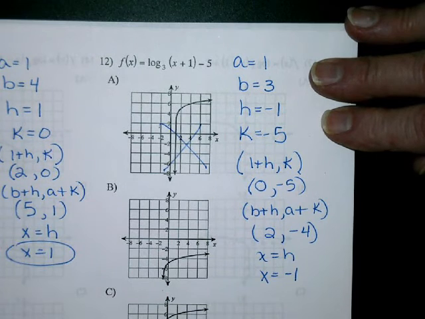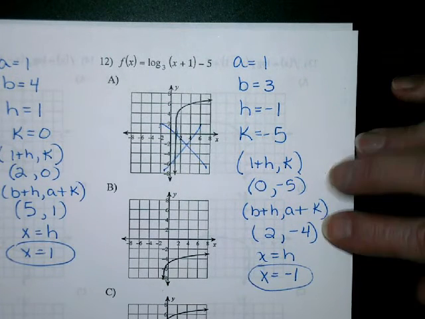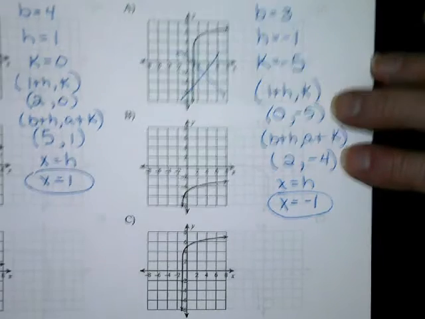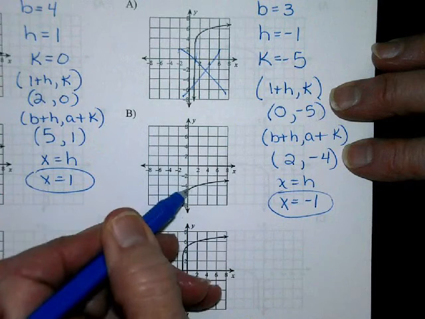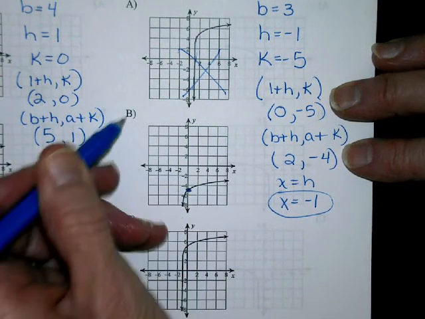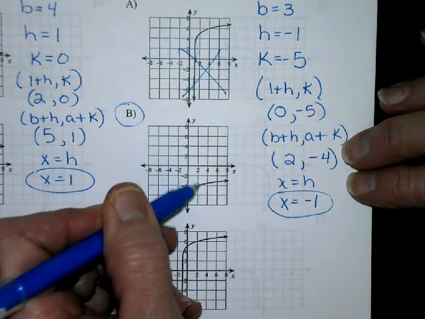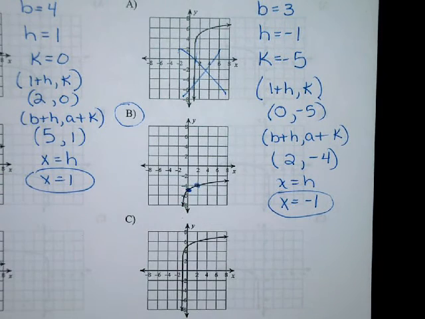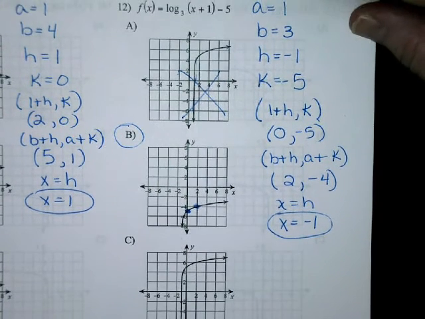A is out of the game, and so is D. They don't have the right asymptotes. So between these two, I have to look for 0, -5, and this one's 0, 5. So right there, 2, -4. So if you get signs wrong, you might be fooled.